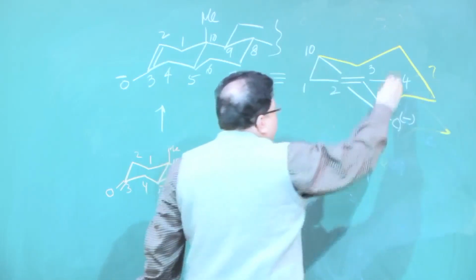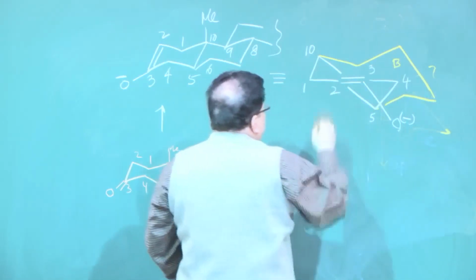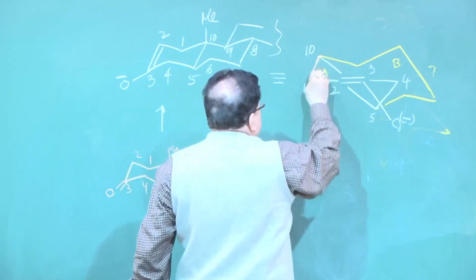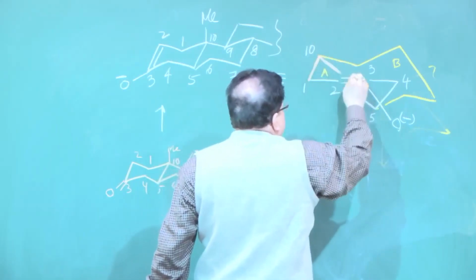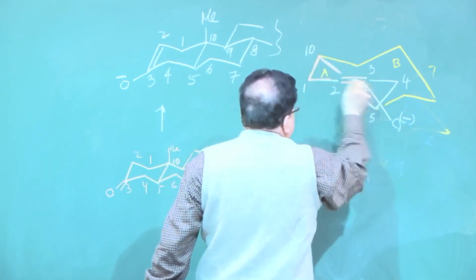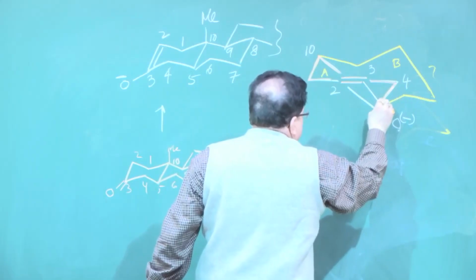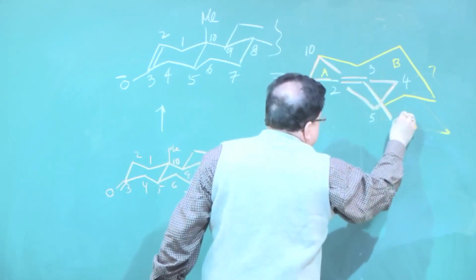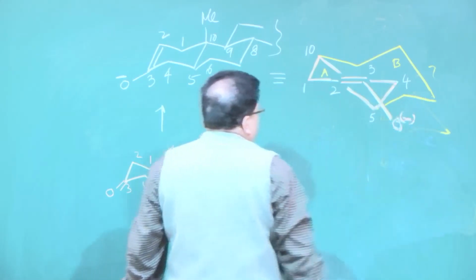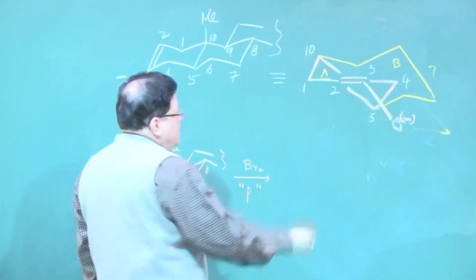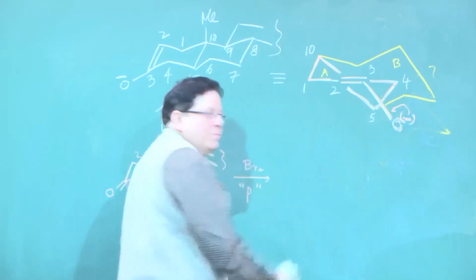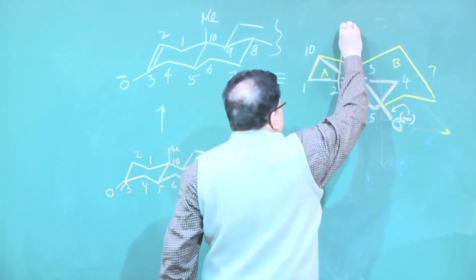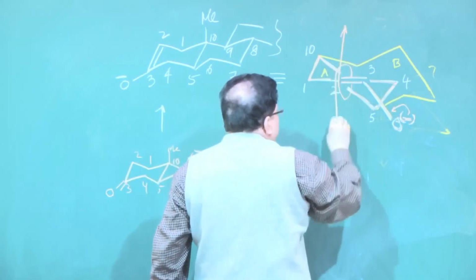This is the B ring, okay, and this is your A ring. If I put a different color, this is your A ring, this is the O minus, and this is the scenario. Now, this O minus will come back, and this will grab the electrophile either from this side or from this side.